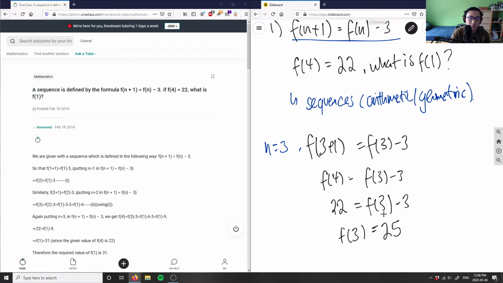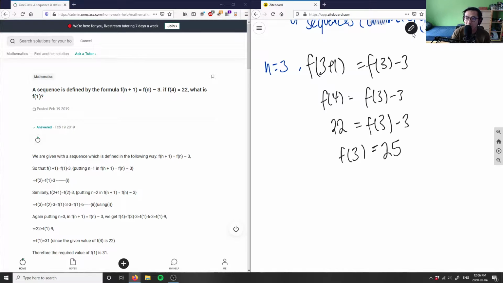And now what we can do is solve for n equals 2, right? If I have n equals 2, then we have f of 2. Or let me do some black, sorry.